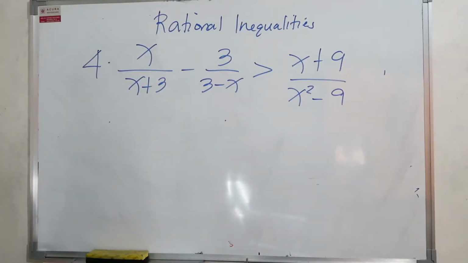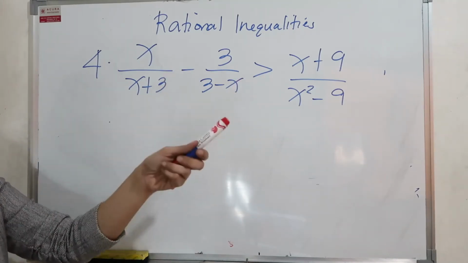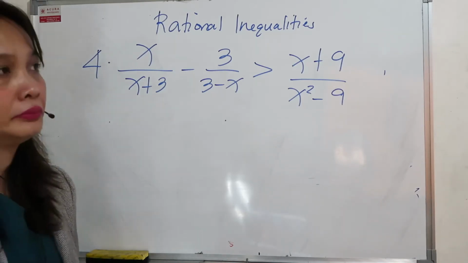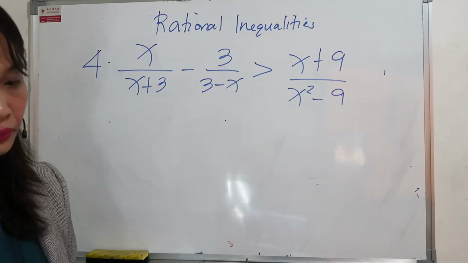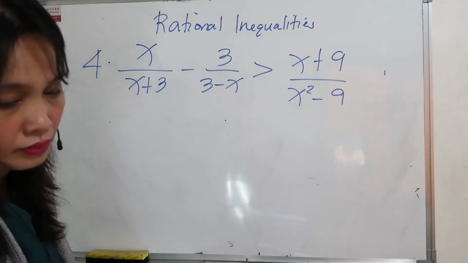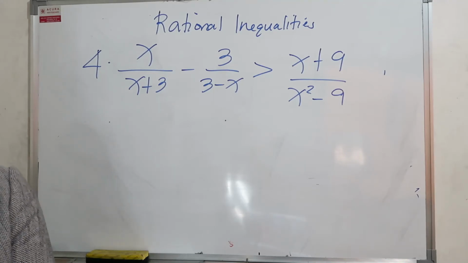So how do we answer number 4? x over x plus 3 minus 3 over 3 minus x greater than x plus 9 over x squared minus 9. How do we answer number 4? Any idea? What's the first procedure in answering the rational inequality?